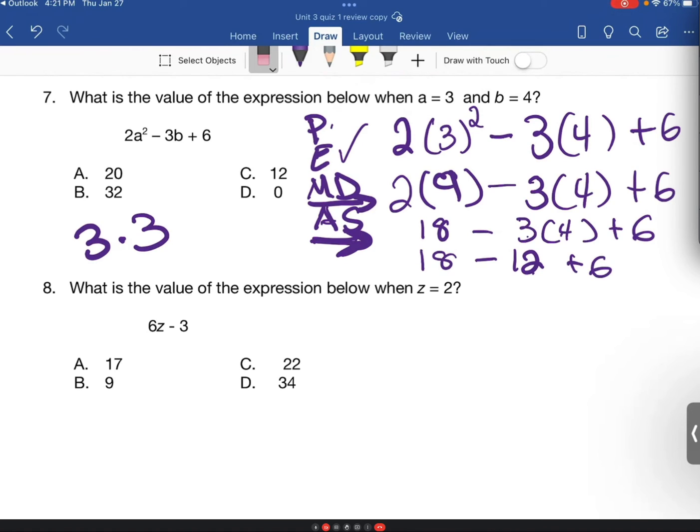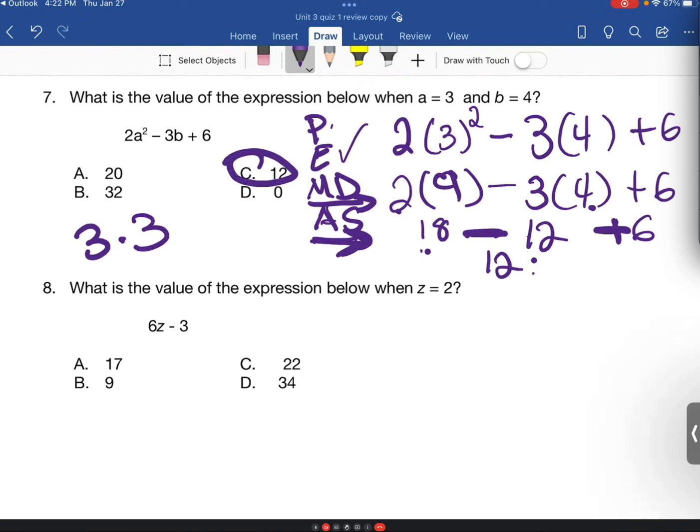Now, because we're just doing the parentheses, you could have gone straight to doing both parentheses because we're not really changing anything around yet, right? So we have 18 minus 12, right? And that's 6 plus 6 equals 12. Okay, so which one represents that? C, right? And we went from left to right. We did 18 minus 12, right? Even though addition and subtraction are on the same level, we just go from left to right.